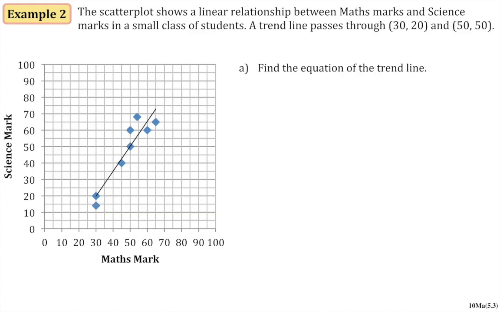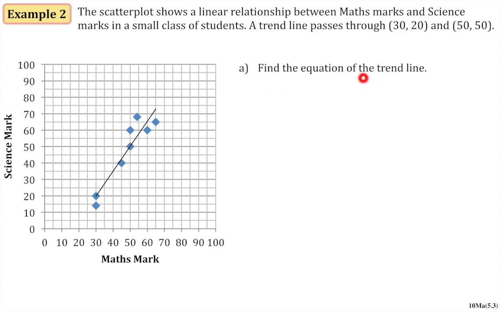Righto, let's have a look at our second example now. Our line of best fit has been drawn on. It says, the scatter plot shows a linear relationship between maths marks and science marks in a small class of students. A trend line passes through 30, 20 and 50, 50. And there's 30, 20 there, out 30, up 20. And there's 50, 50 there, out 50, up 50. So they're the 2 points the trend line passes through.